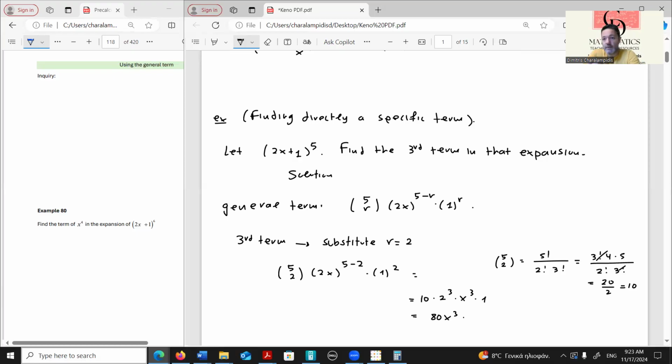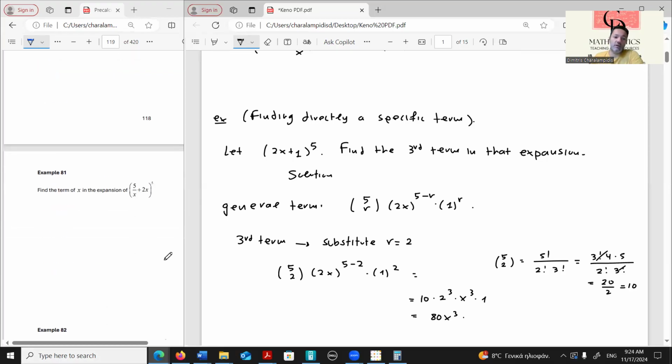We are given a binomial expansion. We should know from now on how to form its general term. If we want the first term, substitute r equals 0. We want the fourth term, substitute r equals 3, and so on.